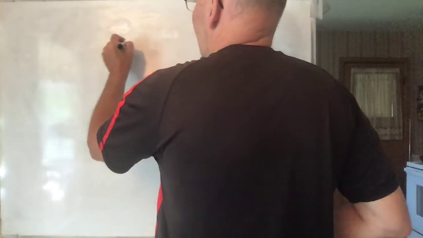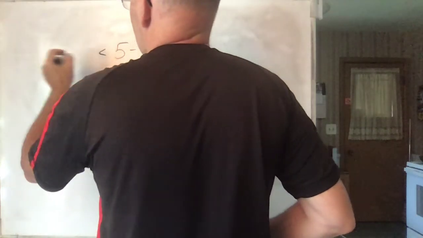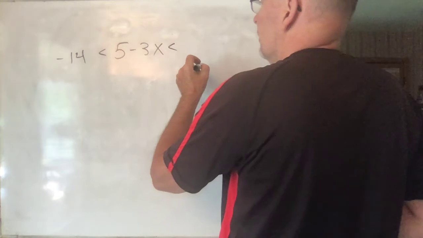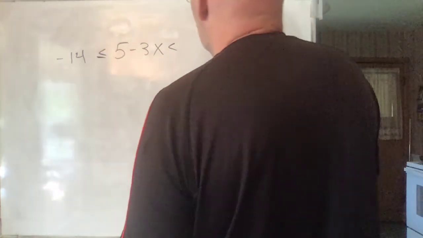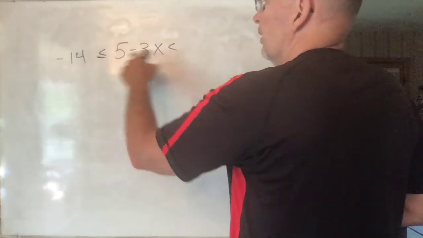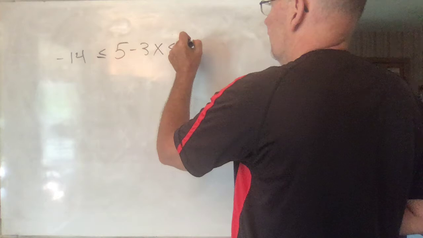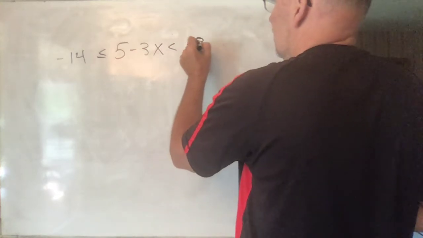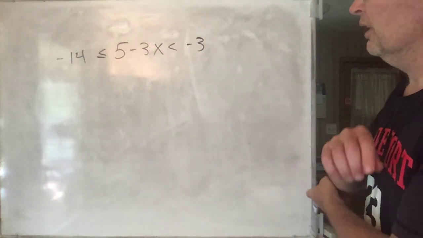Let's try 5 minus 3x is less than, I don't care, let's say -14. Let's make this less than or equal to, and this is less than or equal to this, and this is less than -3. Let's just make it -3. Okay? So, what do we do here?